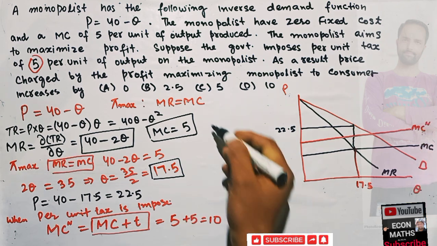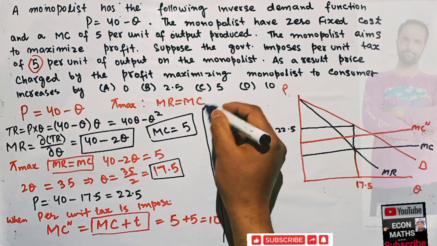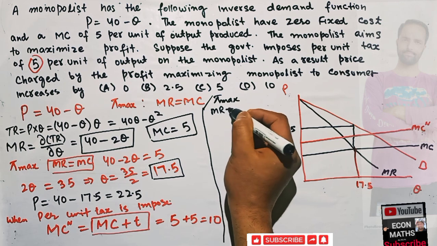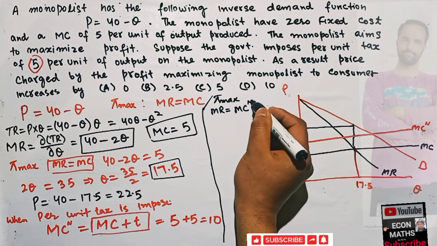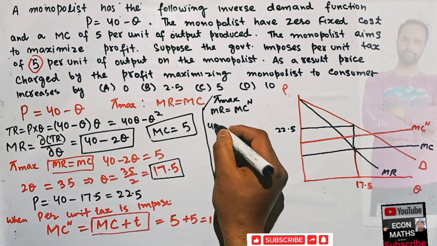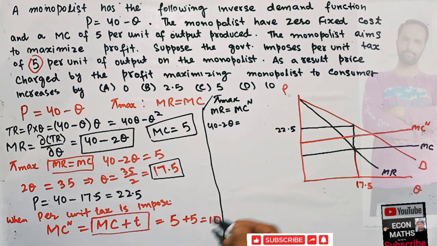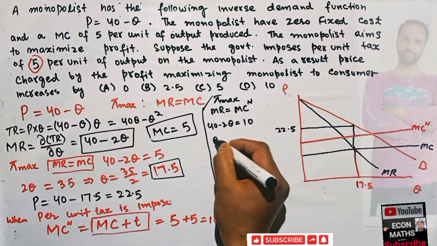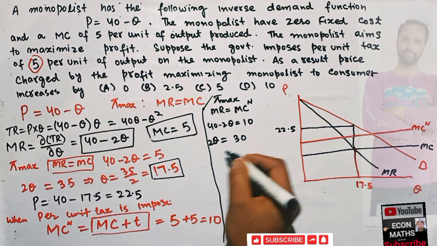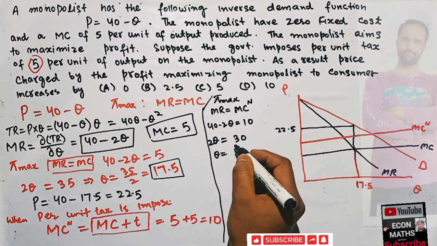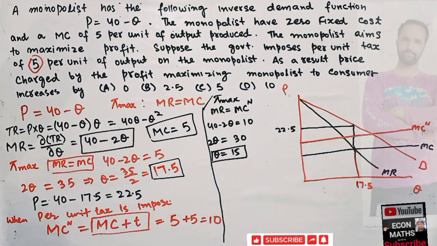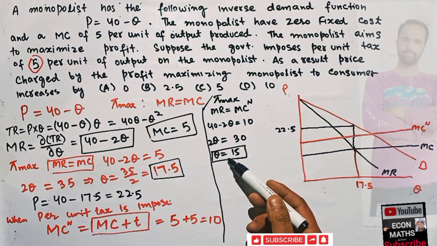Again, profit maximization requires marginal revenue to be equal to the marginal cost, which is the new marginal cost. Marginal revenue is 40 minus 2Q and the new marginal cost is 10. Solving for Q, we have 2Q is equal to 40 minus 10, which is 30, which implies Q comes out to be 30 upon 2, which is 15. So when the per unit tax is imposed, the quantity produced by the monopolist is 15.